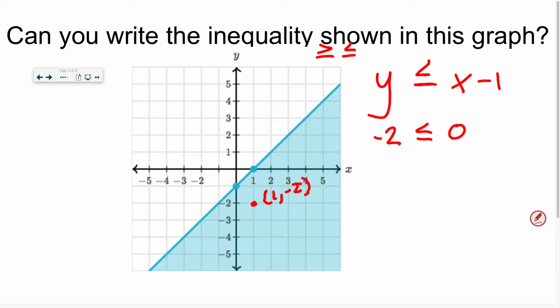Does anyone have any questions on this? I forgot. Here's the word.